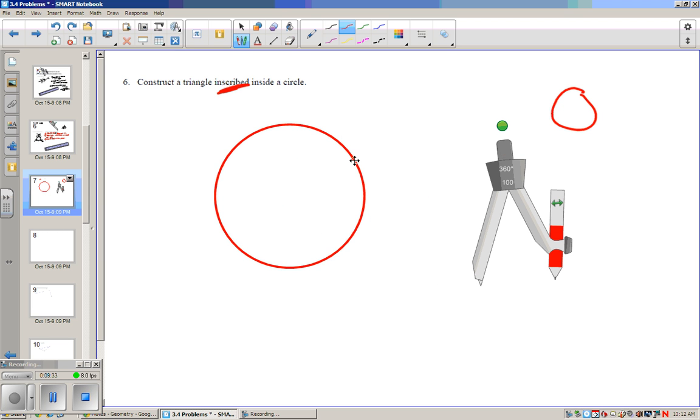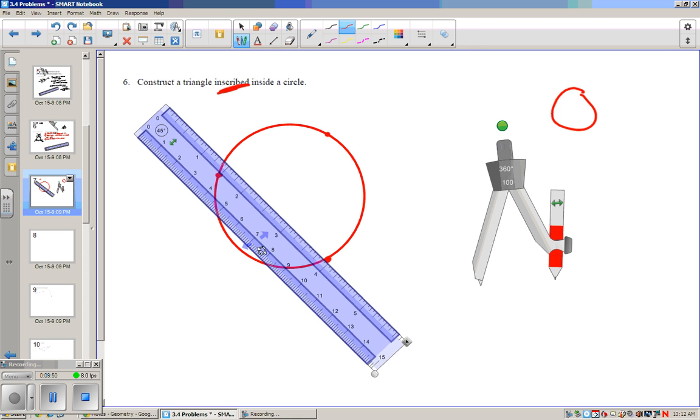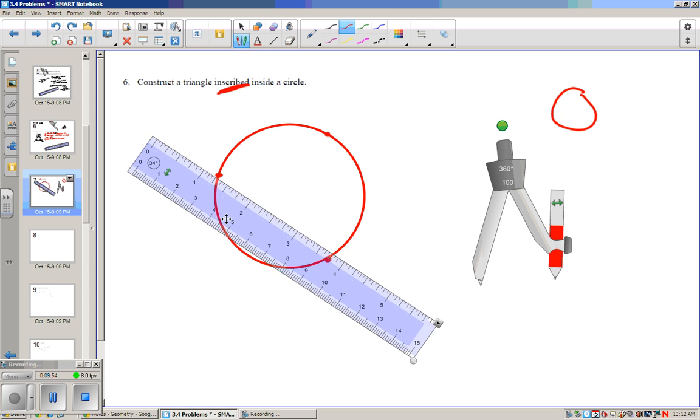Since they didn't give me a specific triangle, I can pick the triangle I want to draw in here. So if it's inscribed, that means the vertices of the triangle need to be on the edge of the circle. So all I do is pick 3 points. That's going to create a triangle. I'm going to take my straight edge. Since they're asking me to construct, my lines need to be perfect. I'm not sketching here.